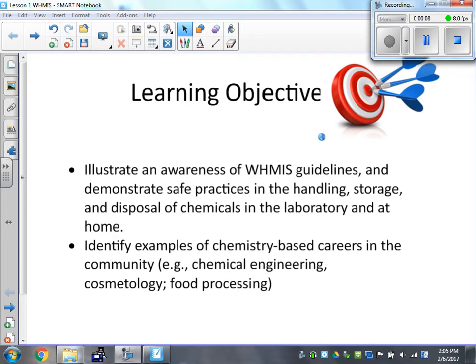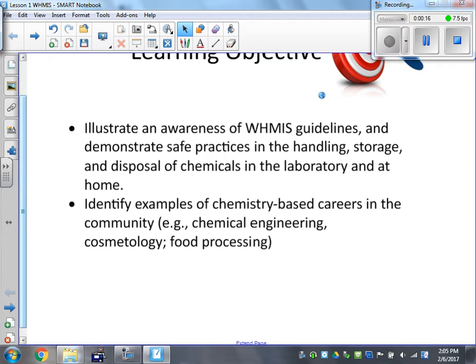Illustrate an awareness of WHMIS guidelines and demonstrate safe practices in the handling, storage, and disposal of chemicals in the laboratory and at home. As far as safe disposal of that stuff, I would tell you where to put those chemicals if they're safe, in some cases, to go down the drain. Sometimes yes, and sometimes no. We collect them in a bucket, and then we take them out to the landfill, and they separate it into hazardous materials. And at the end here, we're going to identify examples of chemistry-based careers.